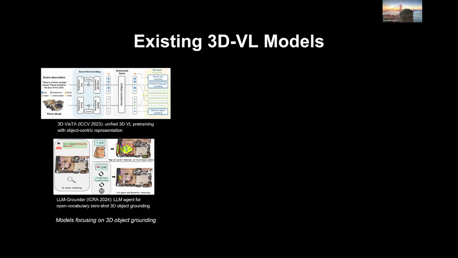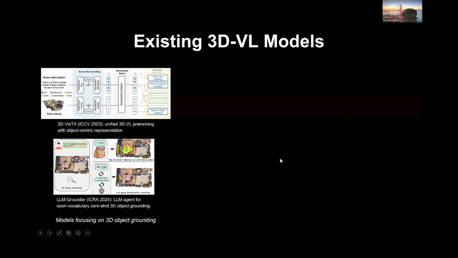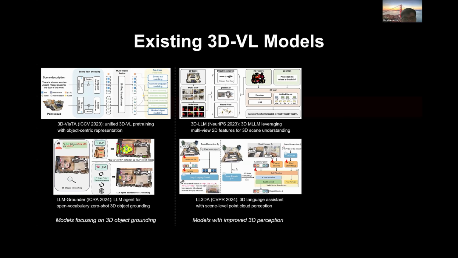And here in this page, I will go through the existing 3D VL models. First is 3D-VisTA in ICCV 2023. It first proposed a unified 3D VL pre-training model with object-centric representation. And the second one is LLM-Grounder. It proposes an LLM agent for open-vocabulary zero-shot 3D object grounding.